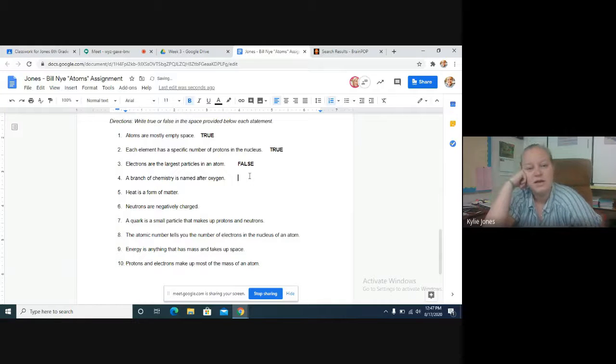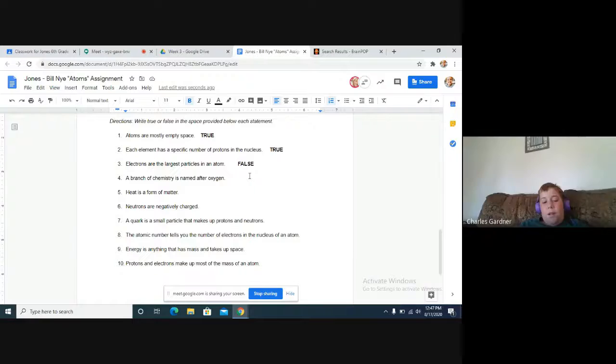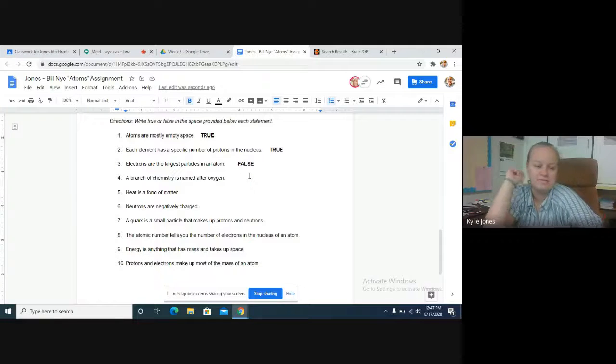Our next one. A branch of chemistry is named after oxygen. False. Yeah, that one's false. There's no branch of chemistry named after oxygen. I don't know why there would be. Oxygen is a chemical, though. Chemical compound.